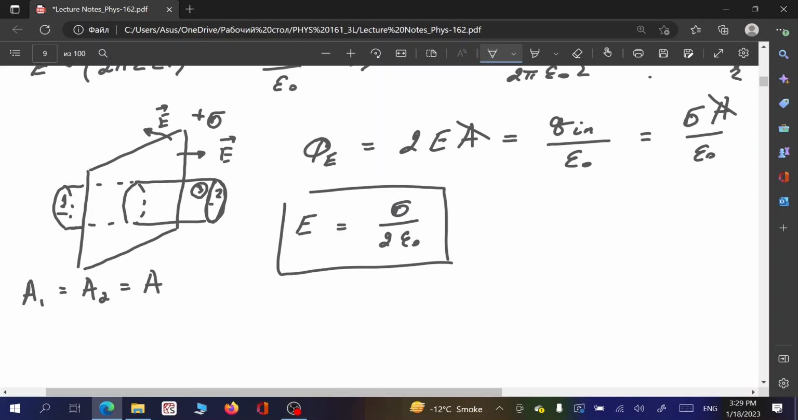Before, we had the wire, and what we considered was only the length of the wire. That's the only parameter we needed. But here we have a plane, so we need to operate with its surface, with its area, and area is given in square meters. So we have coulomb per square meter.